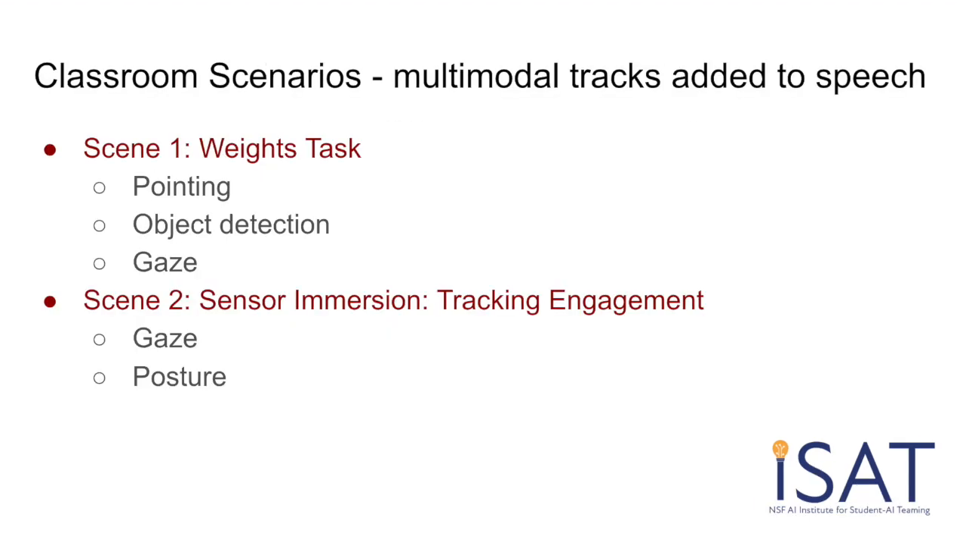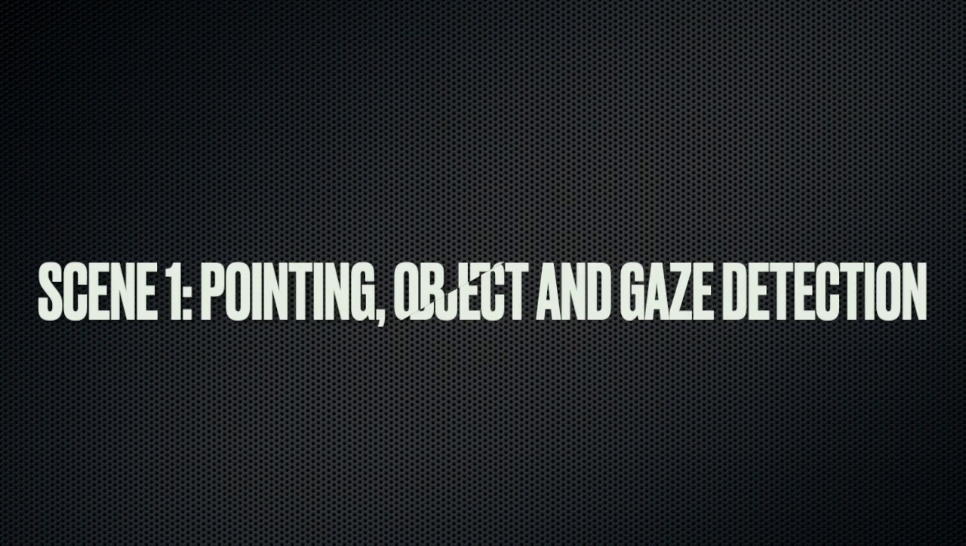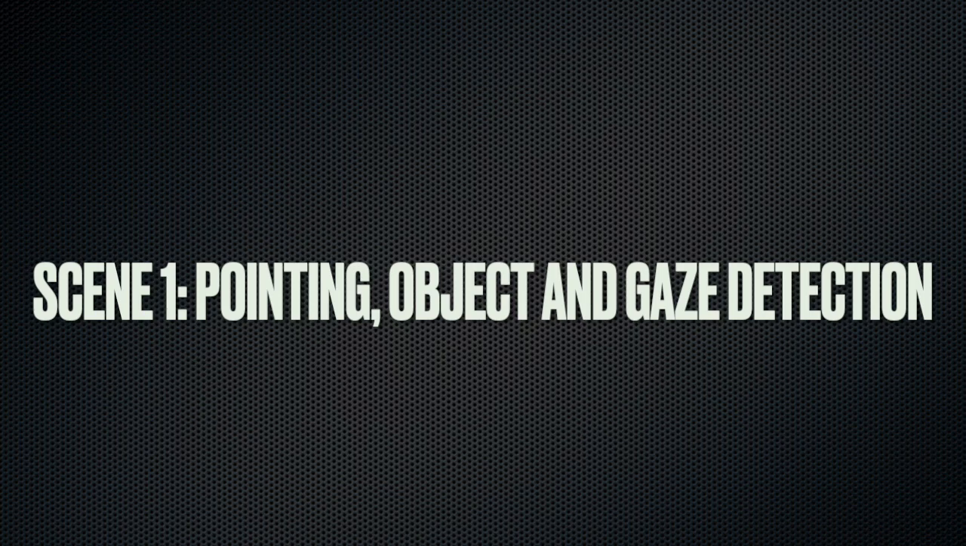There are two scenarios, each illustrating a distinct set of challenges to multimodal analysis. Scene 1 involves collaboration on a weights task, illustrating pointing, object detection, and gaze. Scene 2 involves a sensor immersion task while tracking engagement through gaze and posture. In Scene 1, we see 3 students working to solve the Fibonacci weights task. Pointing and gaze are indicated by colored vectors, while objects that are identified and tracked turn from red to green bounding boxes.